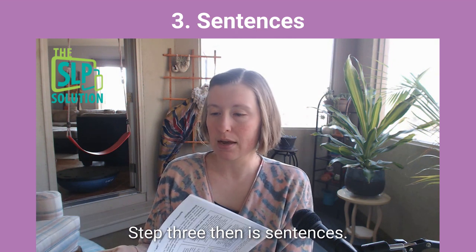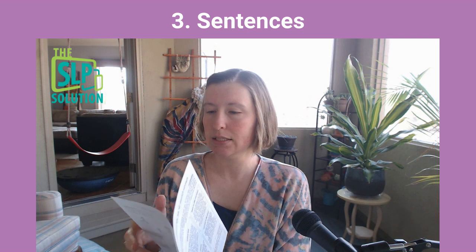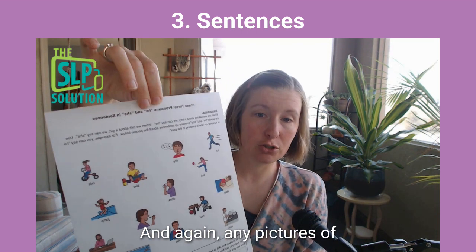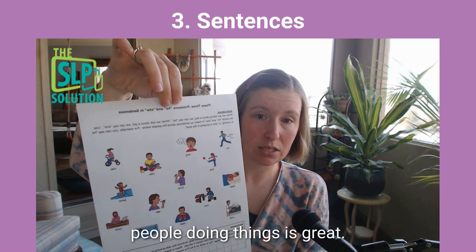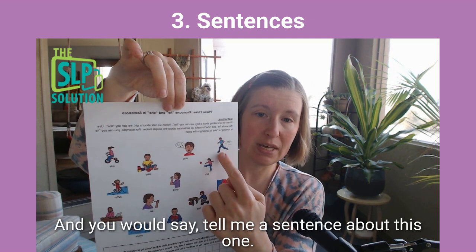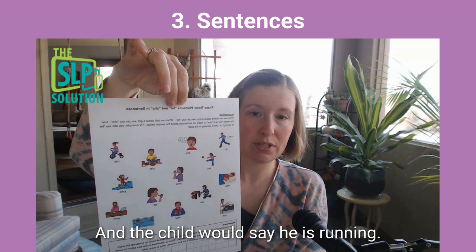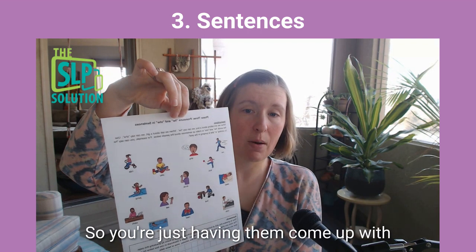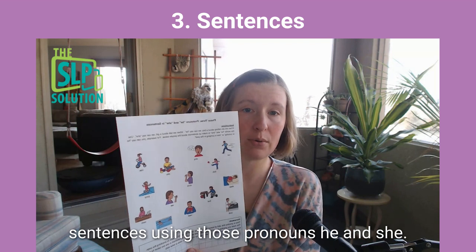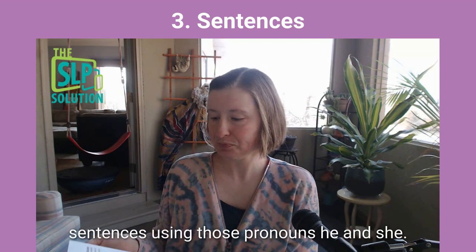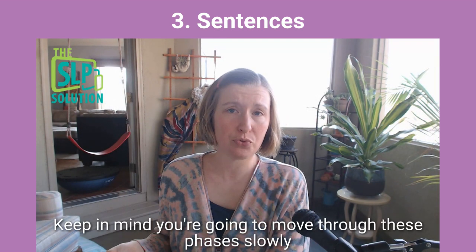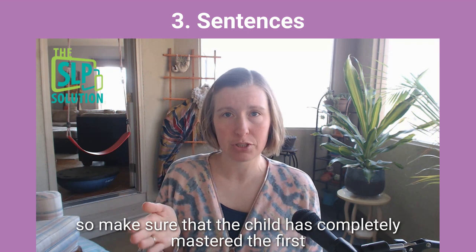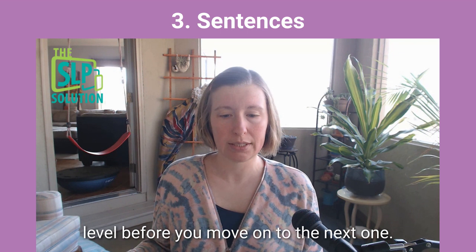Step 3 then is sentences. So we're going to use this one here. And again, any pictures of people doing things is great. And you would say, tell me a sentence about this one. And the child would say, he is running. So you're just having them come up with sentences using those pronouns he and she. Keep in mind you're going to move through these phases slowly, so make sure that the child has completely mastered the first level before you move on to the next one.